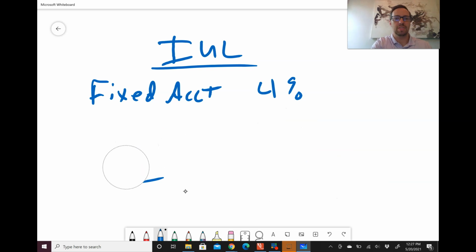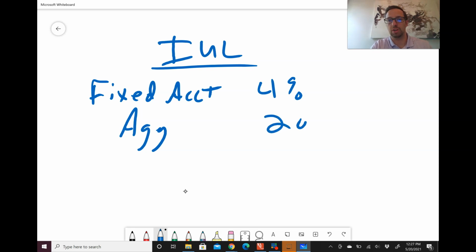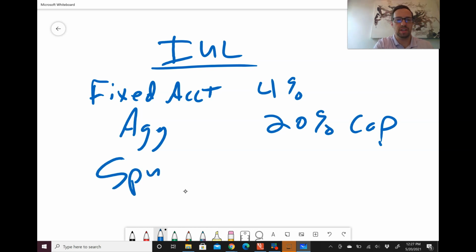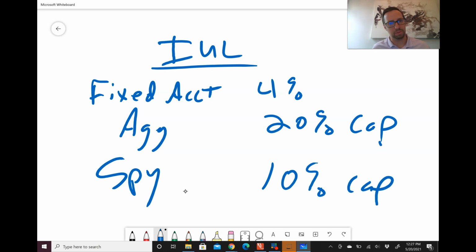Let's keep it super simple. Let's assume that you only have two other options aside from the fixed account in this policy. And let's assume that one is AG, which is just the iShares US Aggregate Bond Index. And let's say that the cap on AG is, I don't know, 20%. Okay, so it's a 20% cap. I'm making up these numbers. And let's say that the other one that you can allocate the money to is the S&P, SPY. And let's say that the cap is 10%. Okay, totally making up these numbers, right?